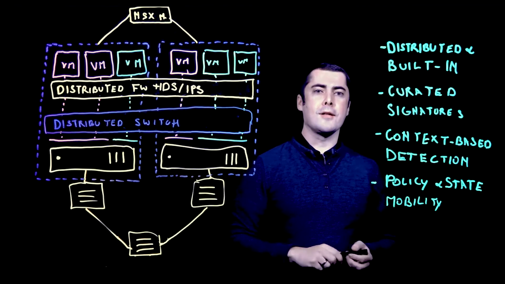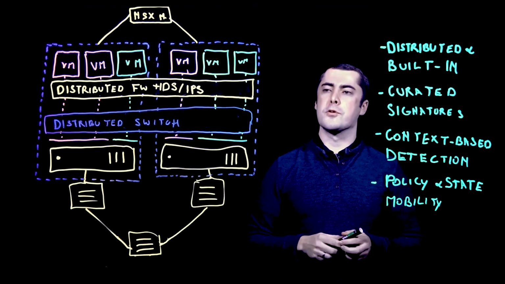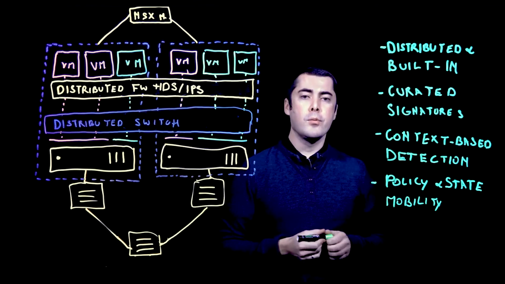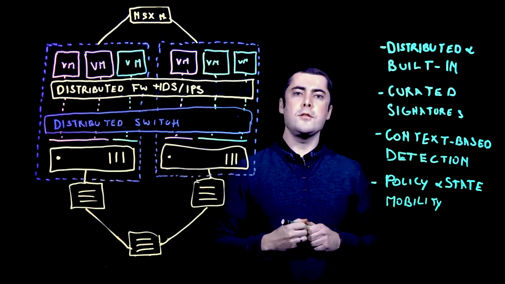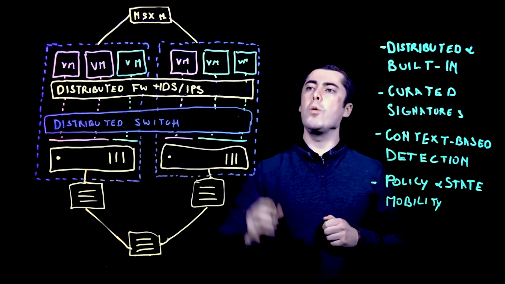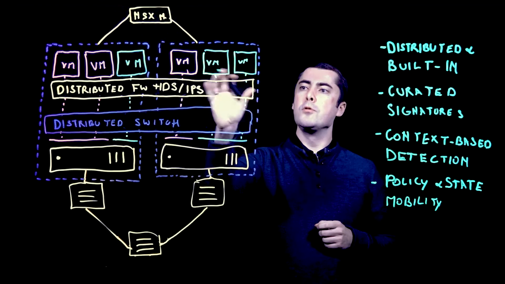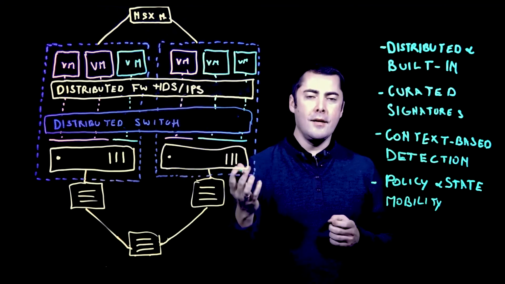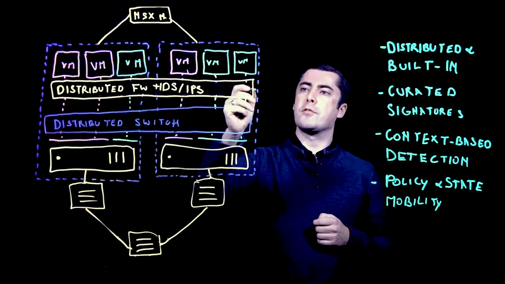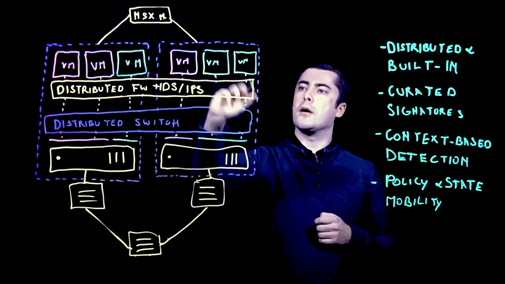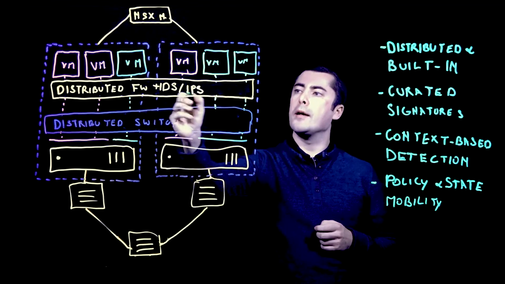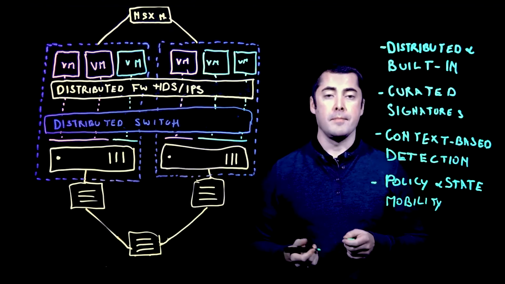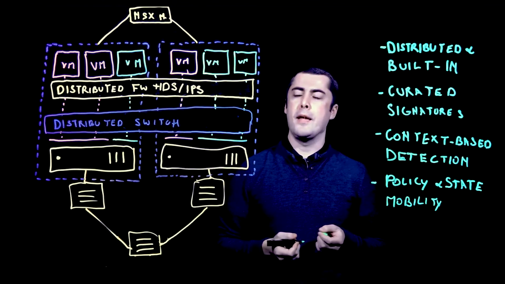With the NSX-T Distributed IDS and IPS, we also provide curated signatures. And for those of you who are familiar with the distributed firewall, you might be familiar with a concept called applied to. And applied to is basically what allows us to only apply the relevant firewall rules to specific workloads. Imagine if you have a database server here, it really doesn't make any sense to apply a firewall rule that allows traffic from the web application to the application tier here to apply that to our database server as well. It's not relevant to that. The database server is never going to see that traffic. Same thing applies to an IPS.